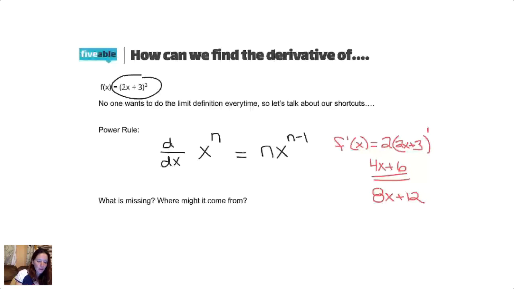The 2 comes from this inside function, which a minute ago I just said we're going to write down and hope for the best. When we have an inside function, this is called a composite function, right? It's a function of a function. When we do that, we also have to consider what the derivative of the inside function is. So that 2x plus 3 has a role in our derivative, and we need to take the derivative of that too. If we took the derivative of that, we would get 2, and when we multiply that, we get our 8x plus 12.